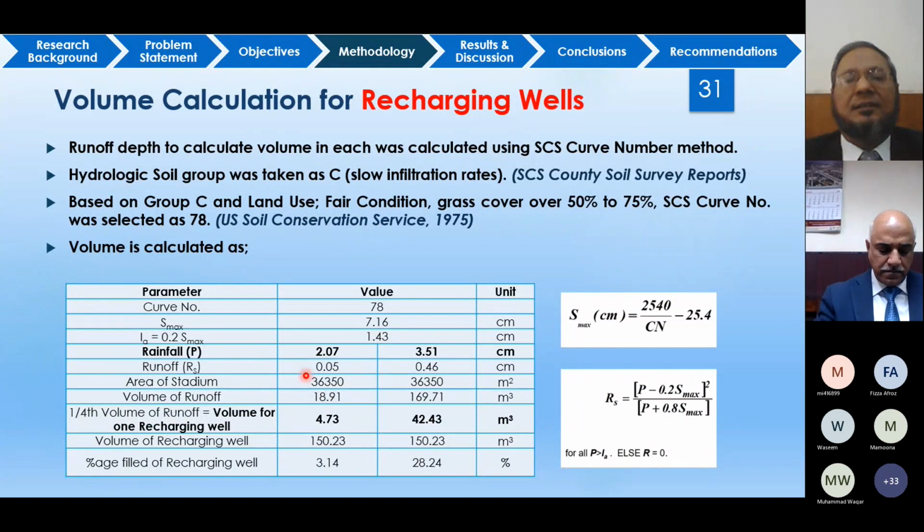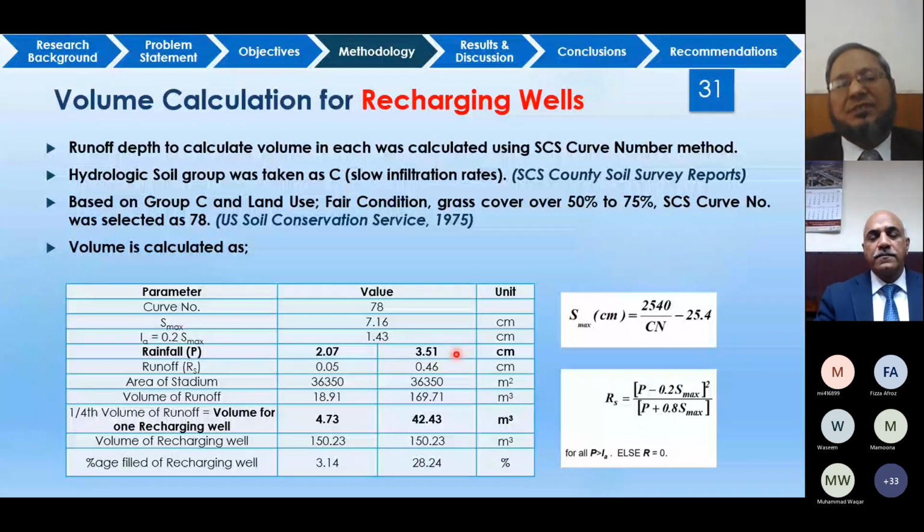Here you can see the 2 events. One was the 2.07 centimeter event, the other was the 3.51 centimeter event, and the volumes which were used are these.